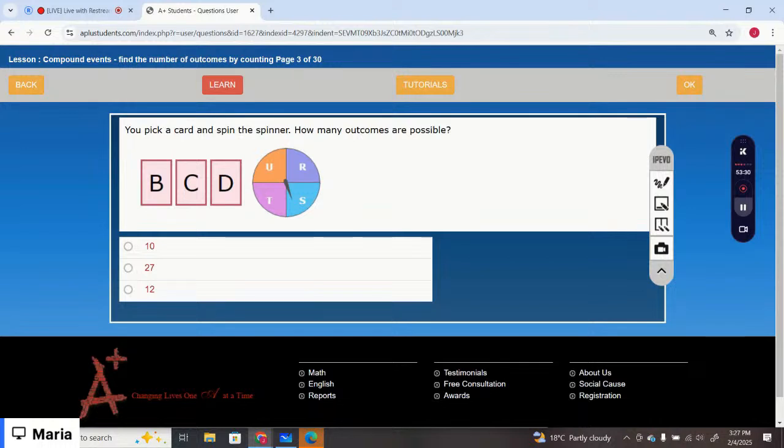You pick a card and spin the spinner. How many outcomes are possible? So, which is the correct option?